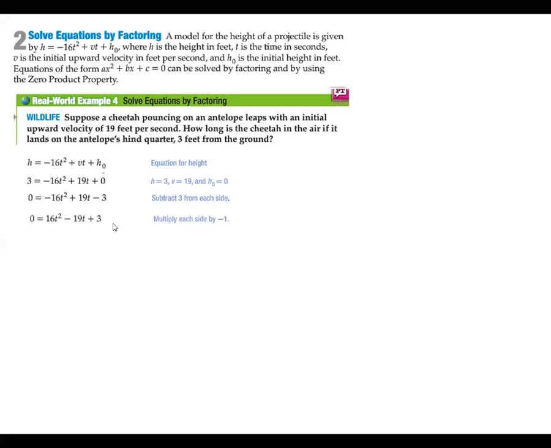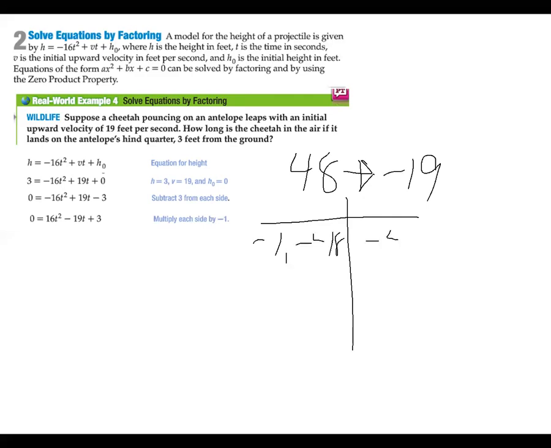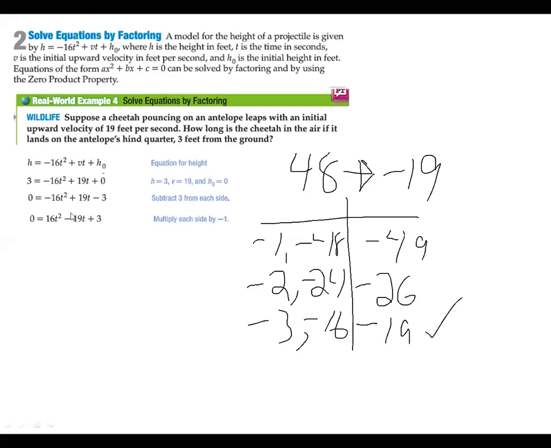Now, I multiply each side by -1 so that the leading coefficient is positive. Just makes life a little bit easier to factor. Then I multiply 16 times 3 and get 48, and I need factors of 48 that add to -19. Well, the only way that happens is if both the factors are negative. So I would have -1 and -48, but that gives you -49. -2 and -24, but that gives you -26. -3 and -16, that gives you -19. That's the one we're looking for.